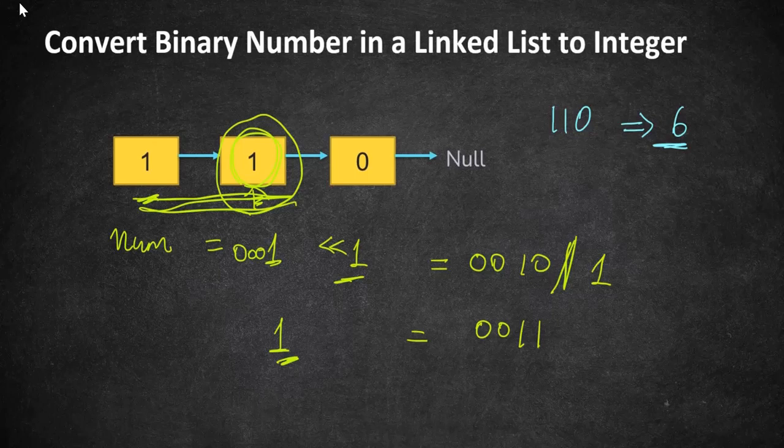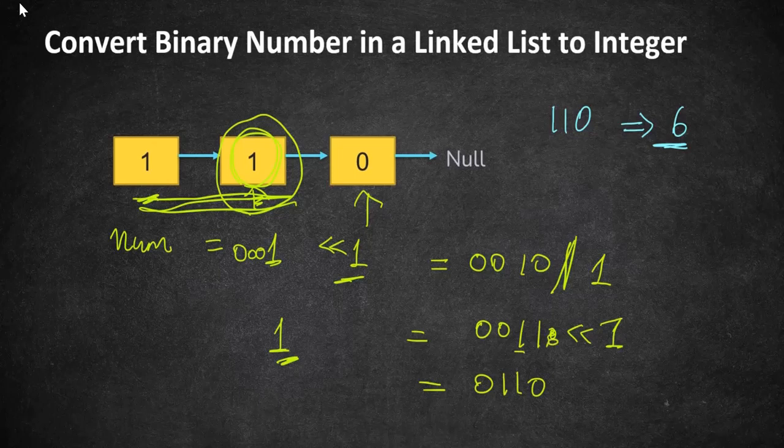So our head has to move to the next node to iterate that value and add it to our number. So before adding this number, we need to make space for the next number to come. We are not sure whether it is 0 or 1. So we are again going to do a left shift by 1, which means it will become 0110, because these two bits will be moved and one more bit will be added at the end.